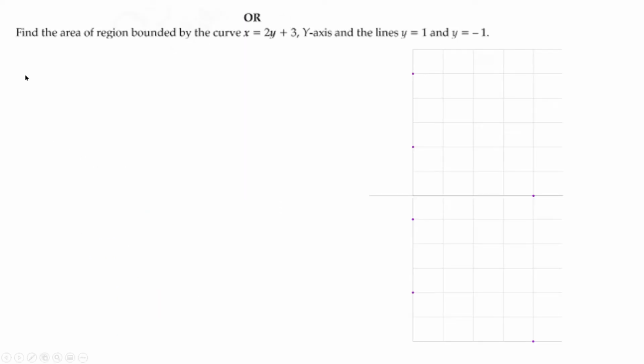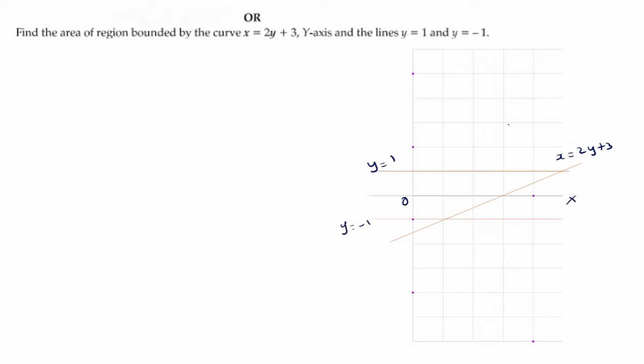Moving on to the next question. Find the area of the region bounded by the curve x is equal to 2y plus 3, the y-axis, and the lines y equal to 1 and y equal to minus 1. So if we draw a rough diagram for this, this is the line x is equal to 2y plus 3. Then y is equal to 1 is a straight line which passes through 0, 1 and is parallel to the x-axis. This is y is equal to 1 and this is y is equal to minus 1.